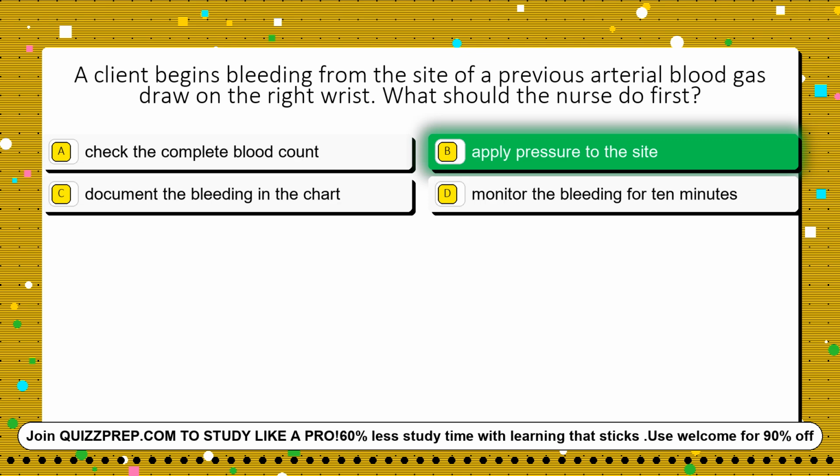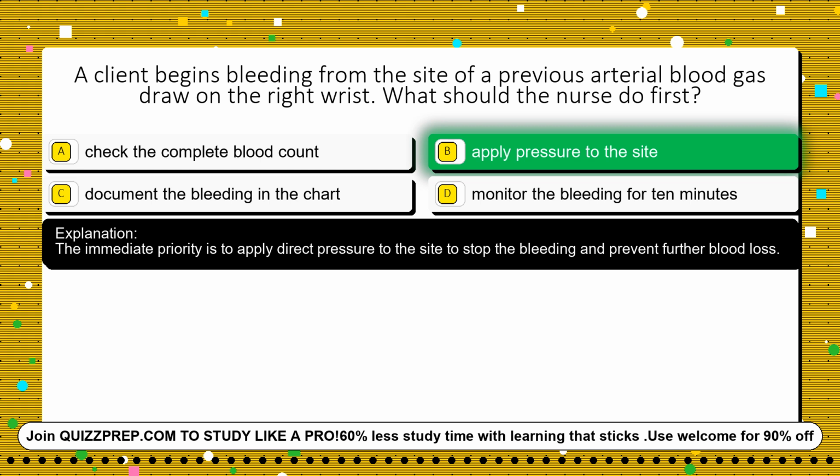The correct answer is option B, apply pressure to the site. The immediate priority is to apply direct pressure to the site to stop the bleeding and prevent further blood loss.